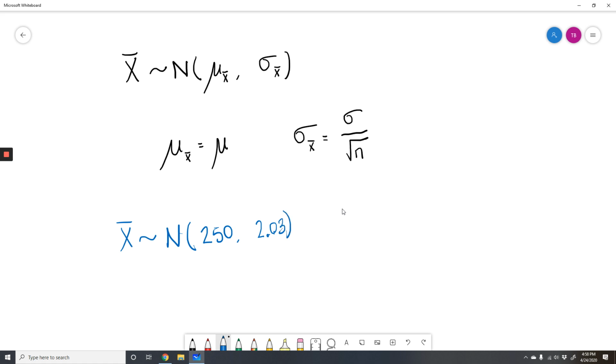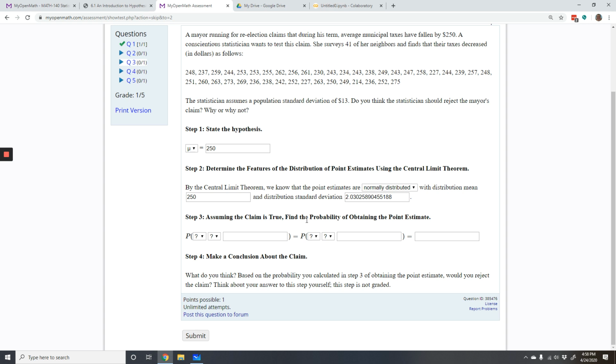Okay, so that's what it's telling us. Assuming the claim is true, find the probability of obtaining the point estimate. In this case, we want to find the probability that we have an X bar, a sample mean, that is at least as extreme as the sample mean we actually get with this data, because we're trying to test the population. So we don't want a sample proportion, we want the sample mean.